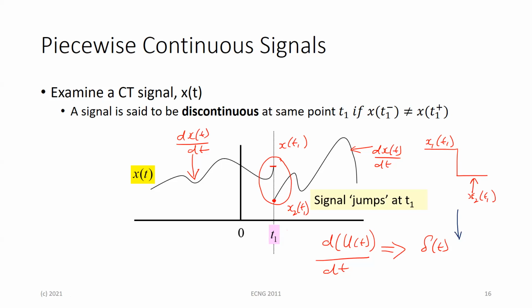And the size of the impulse is the difference in amplitude between x1 at t1 and x2 at t1. How we drew that, we said, is that at this point I would draw a negative going impulse, and the weight of the impulse here is that distance, the difference between x1 at t1 and x2, also at t1.